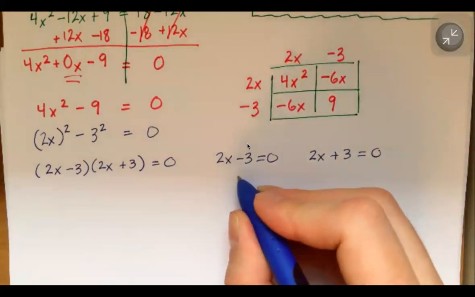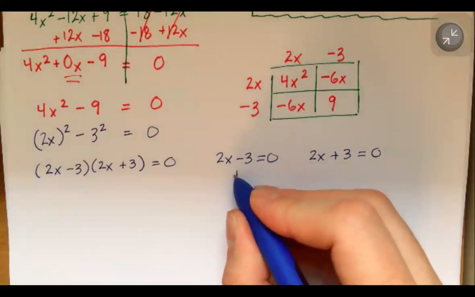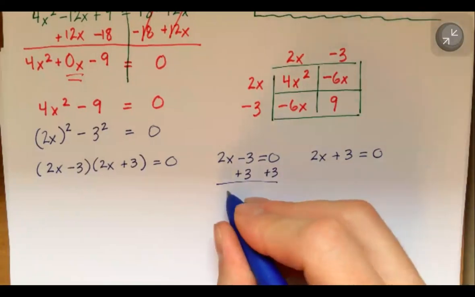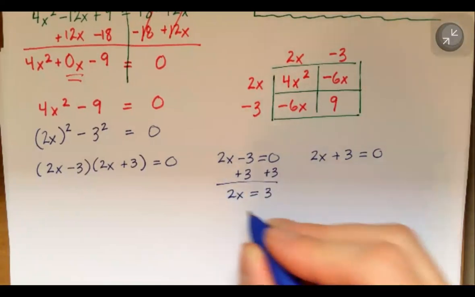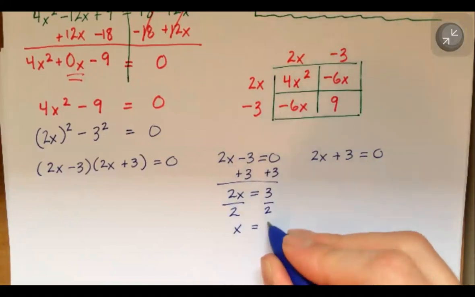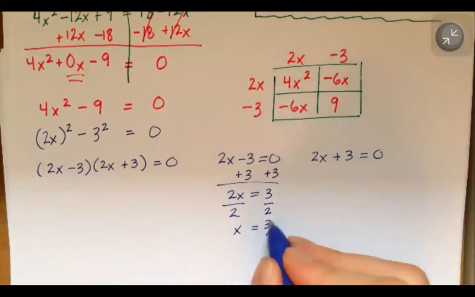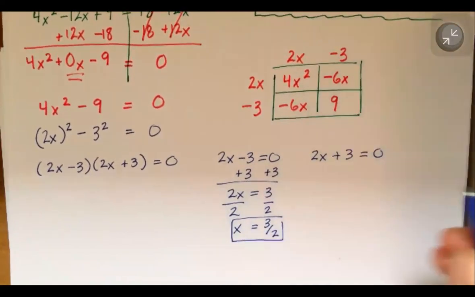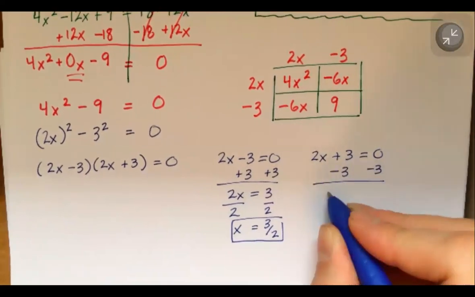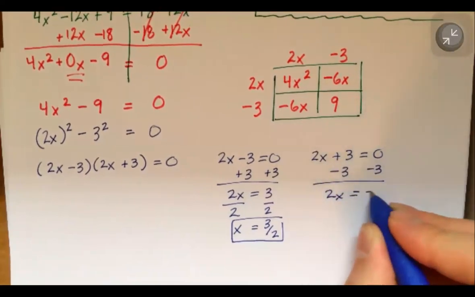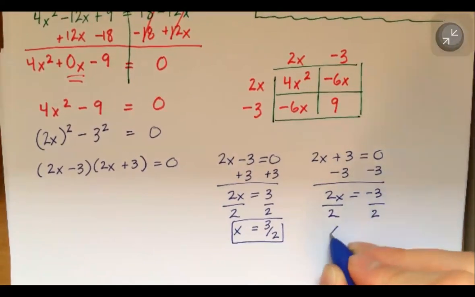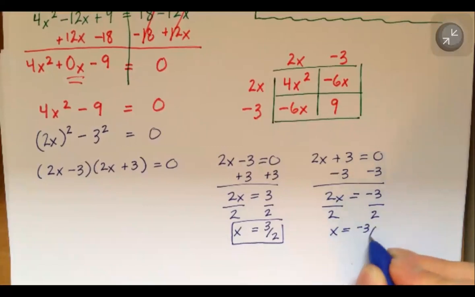So we're going to go ahead and add 3. And 2x equals 3, and then divide by 2. So our first solution is x equals 3 over 2. Solution number 1. And then this one, really similar. We'll subtract 3 from both sides. It's really going to be the only difference. And then divide by 2. We get x equals negative 3 over 2.